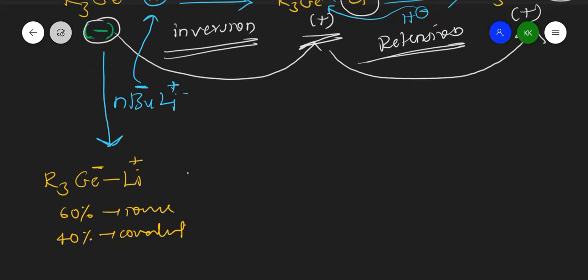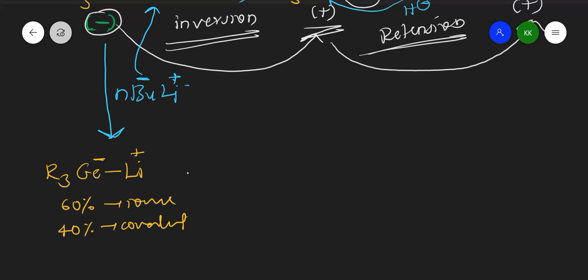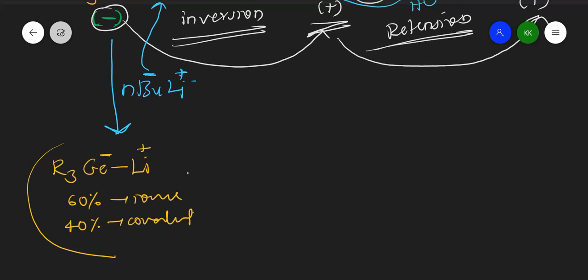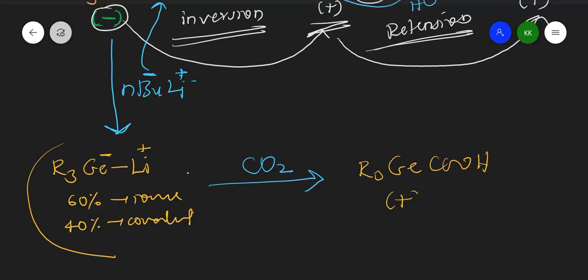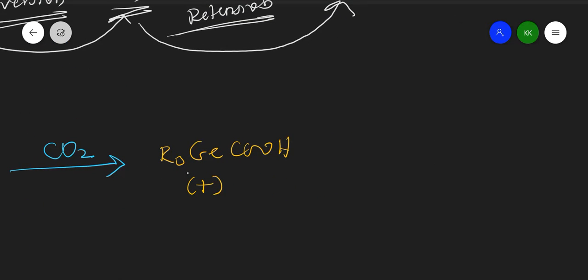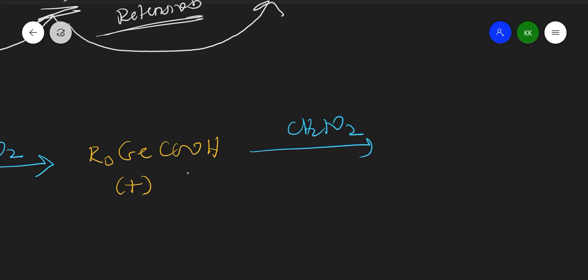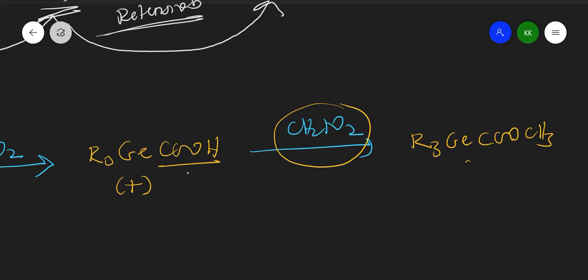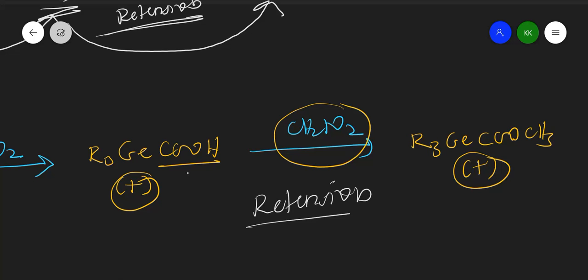So when the same compound was treated with n-butyl lithium, they got this product. Later, they added carbon dioxide, CO2, and found that it formed R3 germanium COOH, with configuration plus. Further, they added one more reagent, CH2N2, diazomethane. The acid was converted to ester, CH3, and they saw the configuration was plus here and plus here, so it was retention. So these reactions you should remember, they will ask in exams.